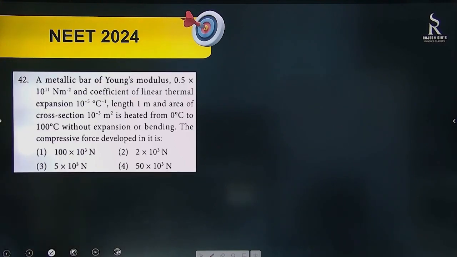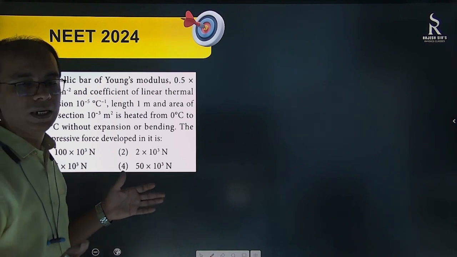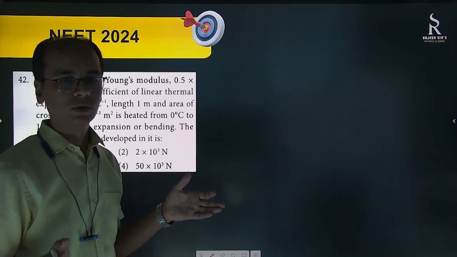A metallic bar of Young's modulus 0.5 into 10 to the power 11 Newton per meter square and coefficient of linear thermal expansion 10 to the power minus 5 per degree centigrade, length 1 meter, cross section area 10 to the power minus 3, is heated from 0 to 100 without expansion or bending. The compressive force developed in it. That means we are heating it. Normally expansion should happen. There is no doubt about that.